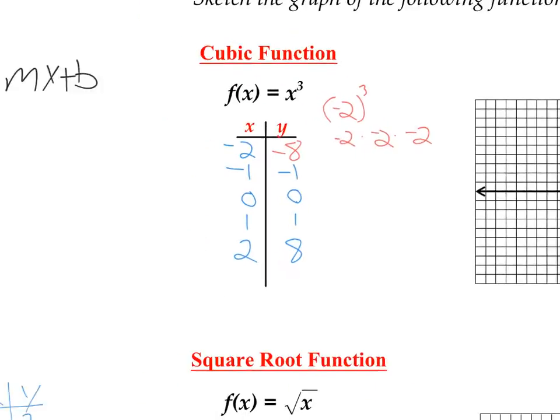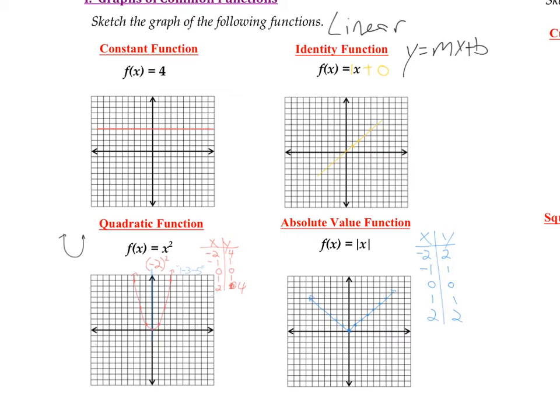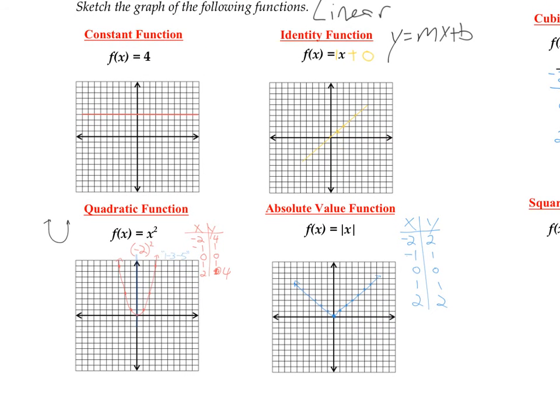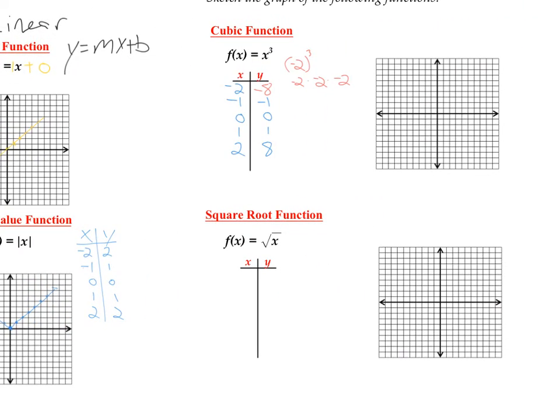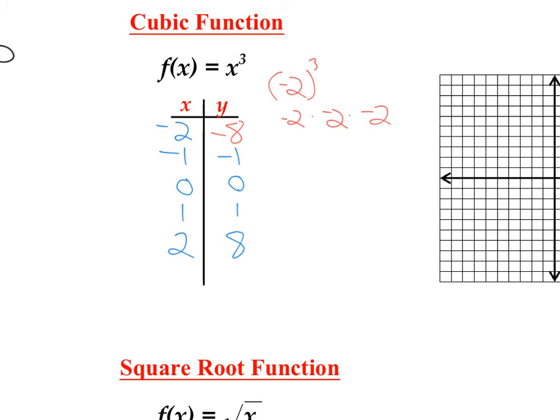So again, we have a similarity here. If I'm looking at my quadratics, I see 4 and 4, I see 1 and 1, and then the 0 is kind of the middle. Absolute value, I see 2 and 2, 1 and 1, 0 is in the middle. Over here, very similar, I have 8 and 8, 1 and 1, and then 0 in the middle. The only difference I should say is that now we have some negatives, so this won't be completely symmetric. All right, let's graph this.